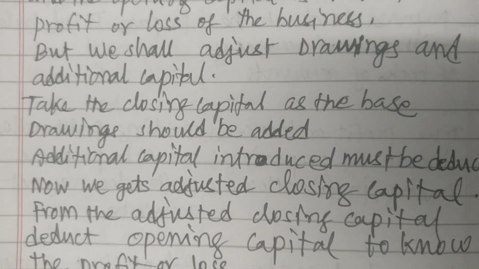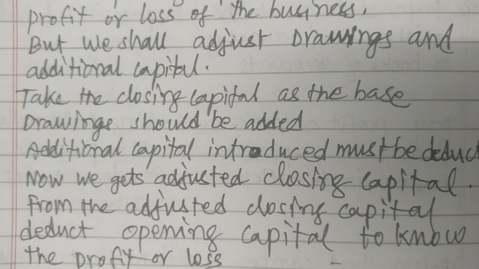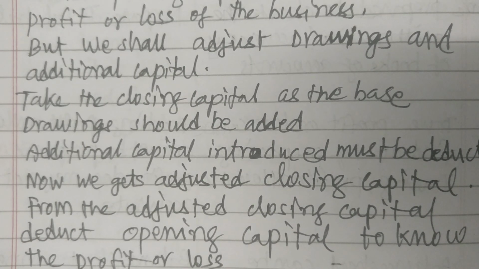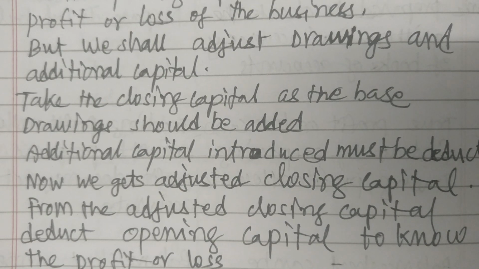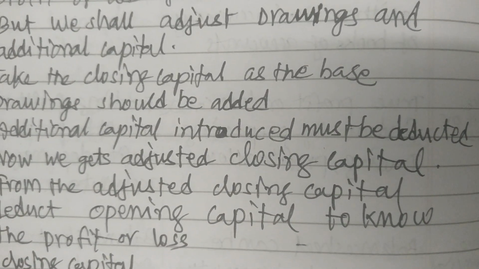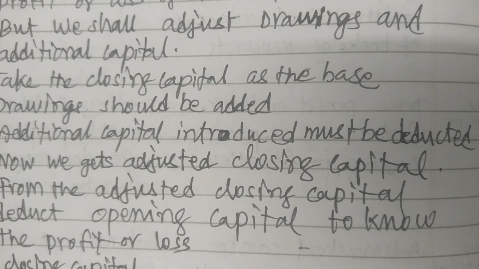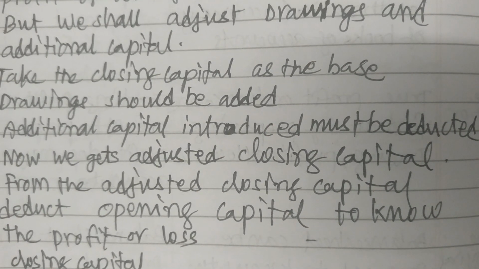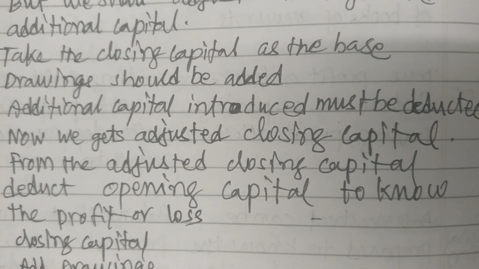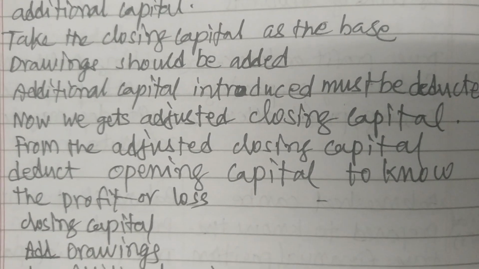Take the closing capital as the base. Drawings should be added. Additional capital introduced must be deducted. Now we get adjusted closing capital. From the adjusted closing capital, deduct the opening capital to know the profit or loss.